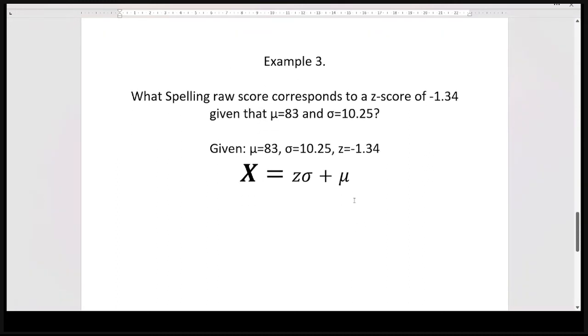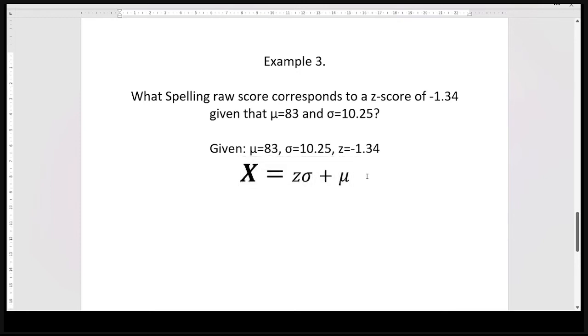What raw score corresponds to a z-score of negative 1.34, given that the population mean is equal to 83 and the population standard deviation is 10.25? Remember that our population mean is 83 and the given z-score is negative. Thus, we are expecting that the corresponding raw score is below the mean since it's negative. Let's substitute in our formula. Let's copy this one first.